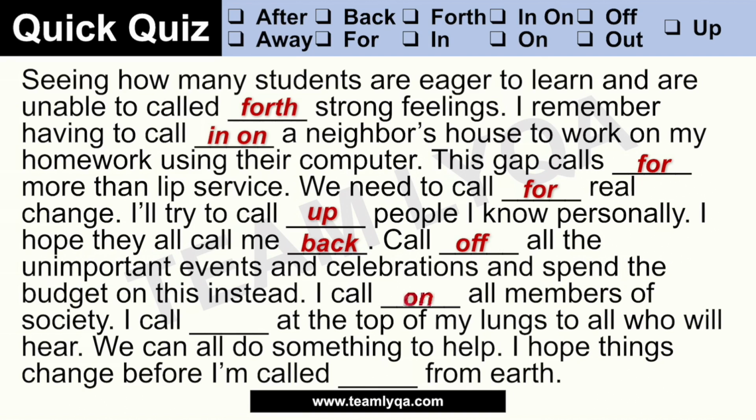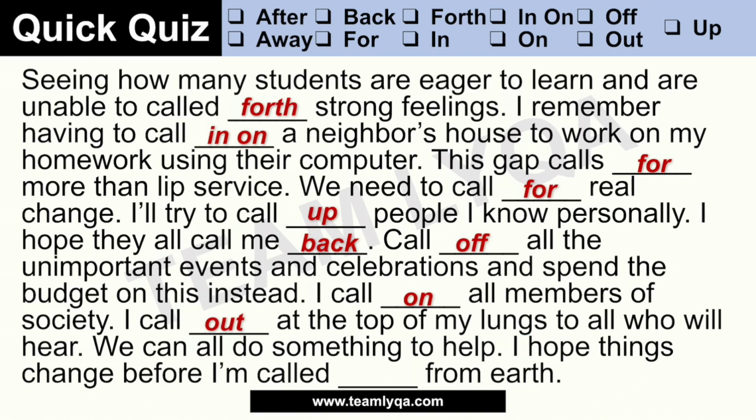Okay? And then, I call out at the top of my lungs to all who will hear. So, kasi ito yung clue natin dyan, at the top of my lungs, ibig sabihin sumisigaw siya. So, nagko-call out siya. At the top of my lungs, we can all do something to help.